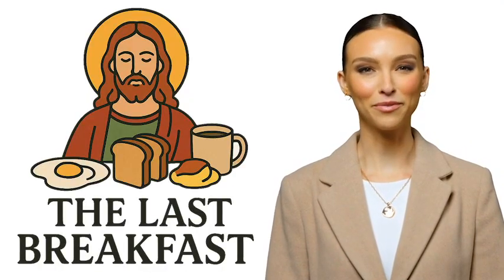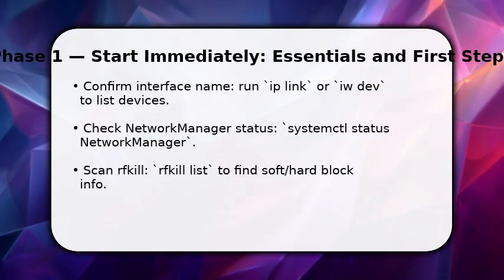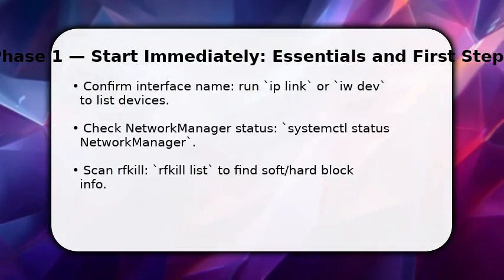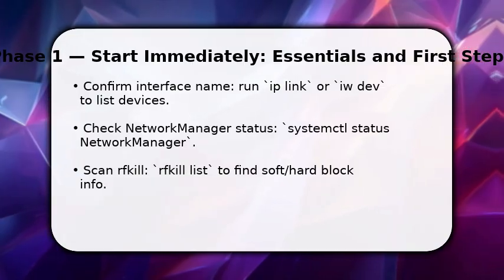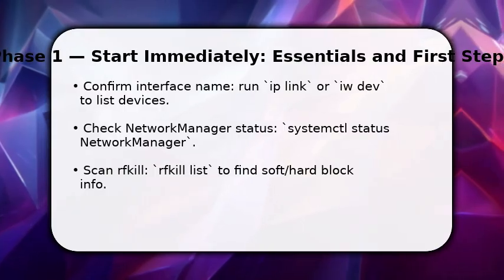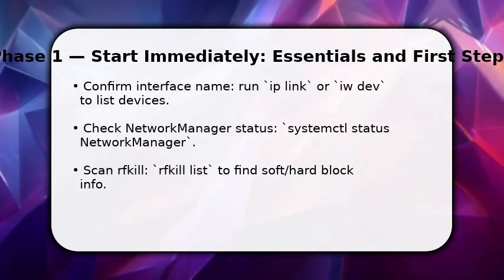Please enjoy the video. You start by identifying the wireless interface and current blockers. This matters because commands target a specific device. Run ip link or iw dev to get the interface name, and then check rfkill list to see soft versus hard blocks.